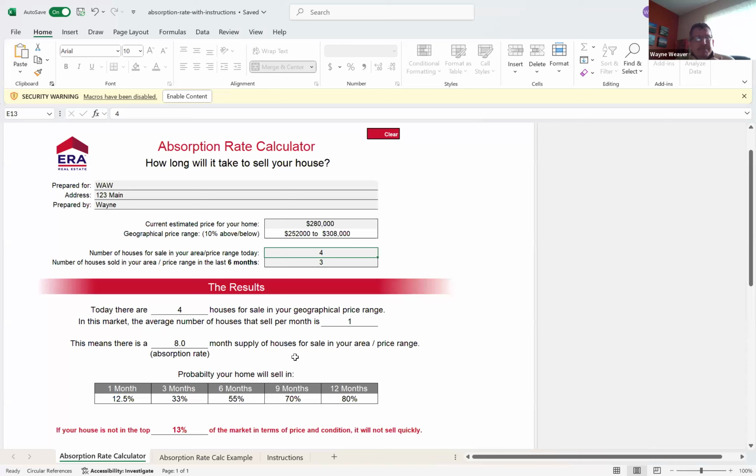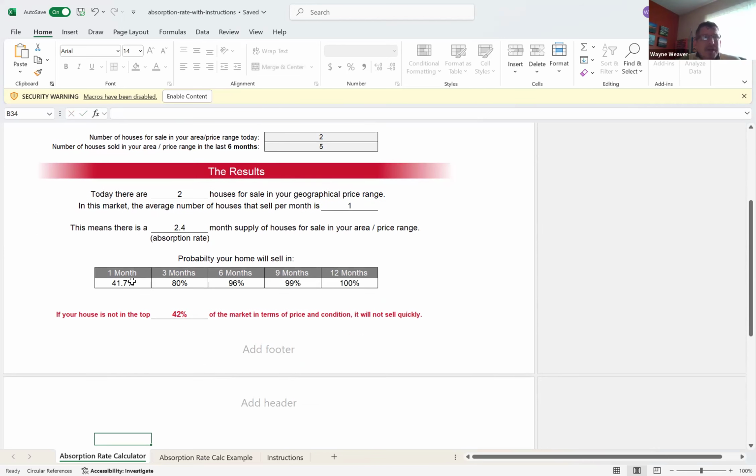So that's really the idea behind the absorption rate calculator, which is one of the 3 tools designed to help you sell the home. This one happens to be gauged around price and activity in the market. Let's just say there's limited inventory in the 280 price range, and more properties sell when one comes on. Well, look, the 1 month went from 12.5% probability of selling to 41, and then 80 at 3 months. So it's just a great tool to play around with.